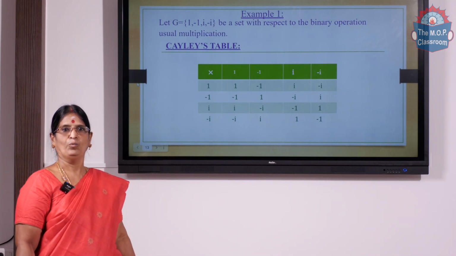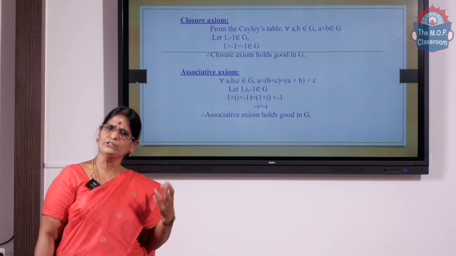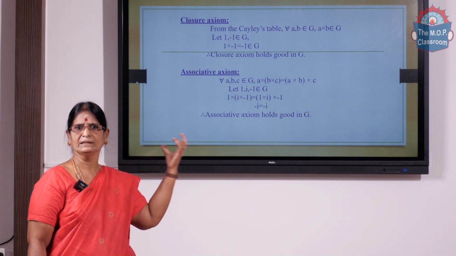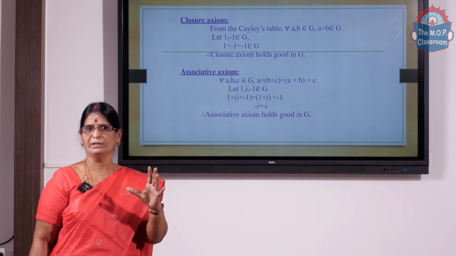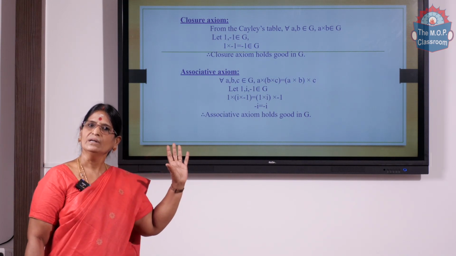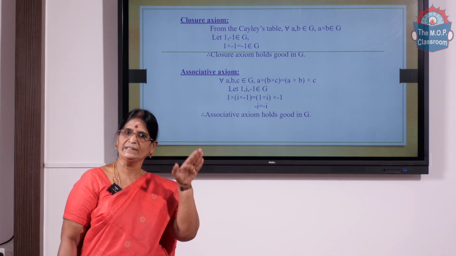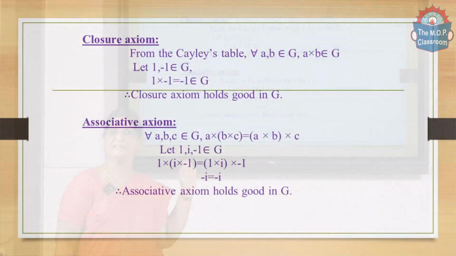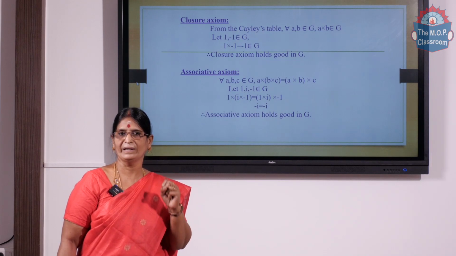Let us check the conditions one by one. The first one is the closure axiom. From the Cayley's table, you can call any 2 elements. Straight away we can write from the Cayley's table that the closure axiom holds good. We write the law first: for every a, b in G, let us check a star b is also in G. Let us call 2 elements of G, multiply, and check whether the resultant element is also in G or not. From the Cayley's table, obviously all the resultant elements are in G. So the closure axiom is satisfied on G.